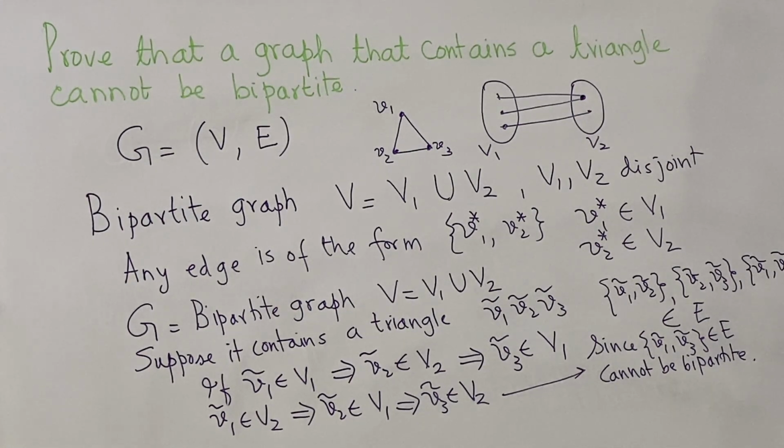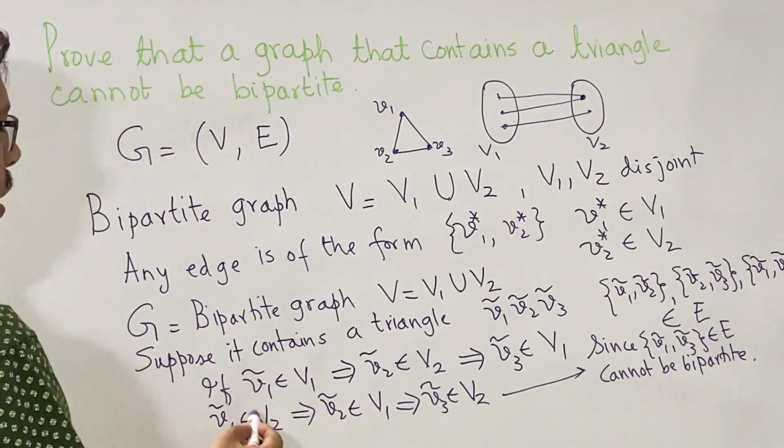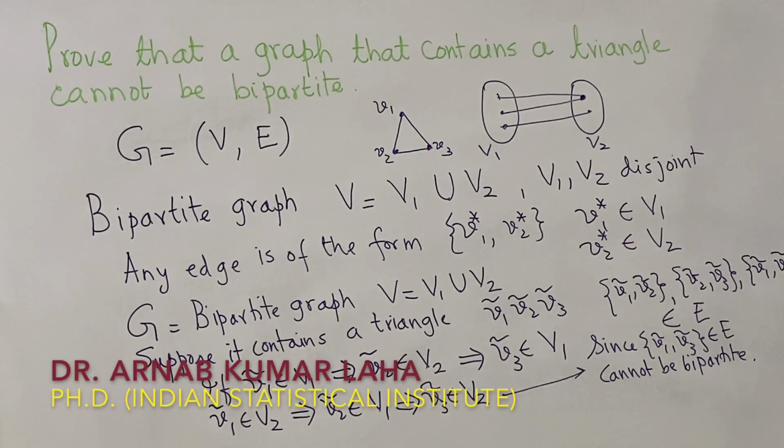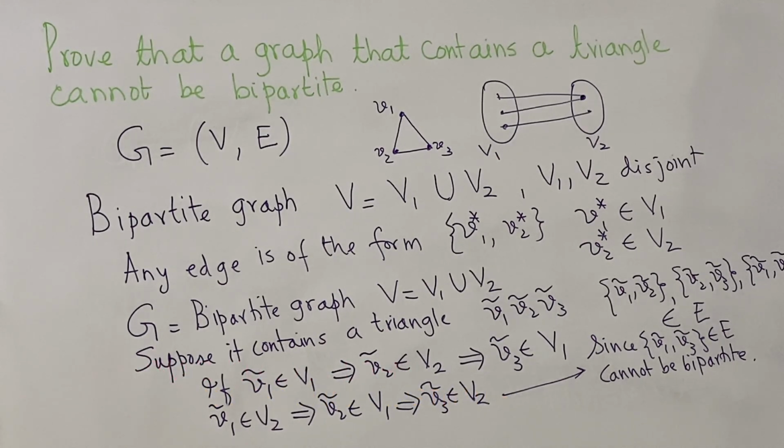Now, since every vertex is either in V1 or in V2, we see that we are arriving at a contradiction in either case, and therefore we can conclude that a graph which contains a triangle cannot be bipartite.